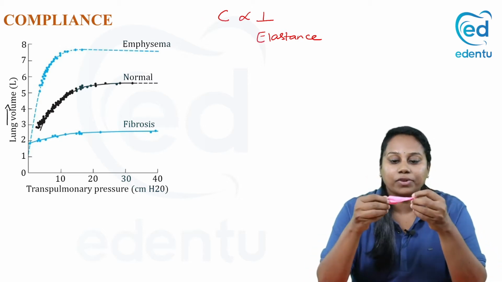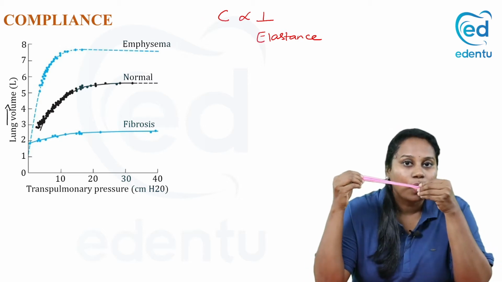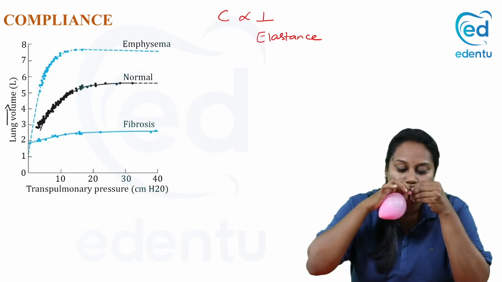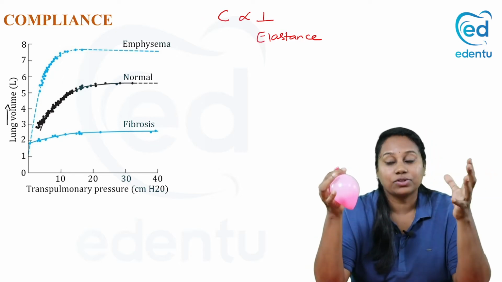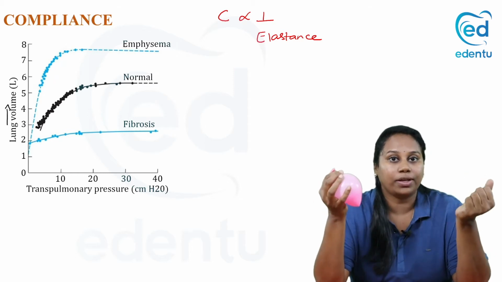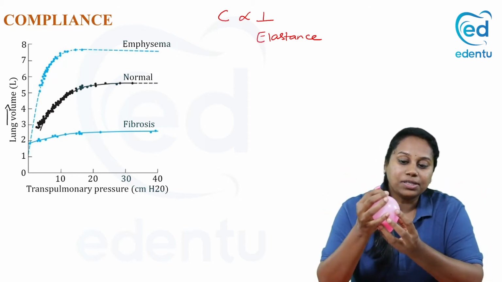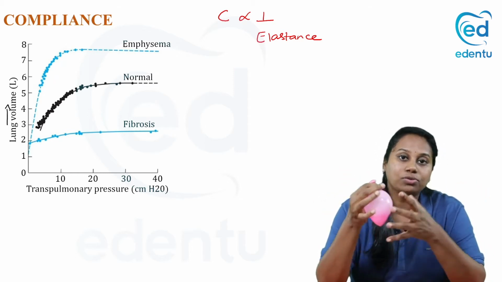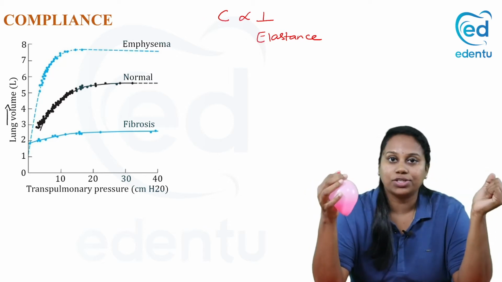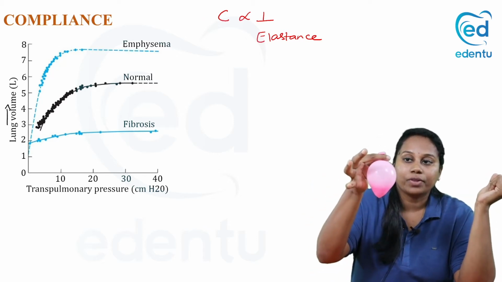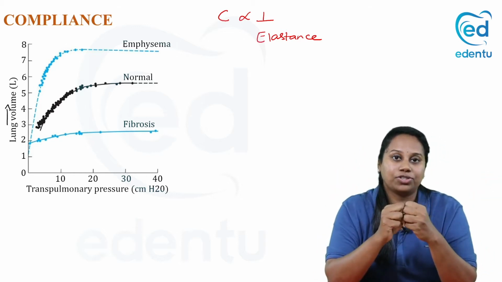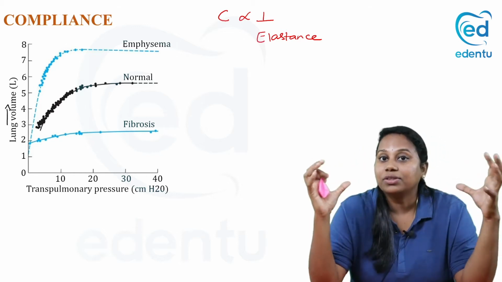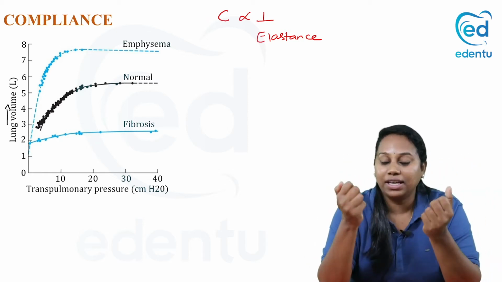So look at this balloon. I'm going to blow into this balloon. So the balloon stretches. So this shows that the balloon is compliant. So compliance means the ability of the balloon to stretch, or the ability of the lung to stretch. Now I'm going to release this. See, it is coming back to its original position. It is recoiling back. So this recoiling is called elastance.